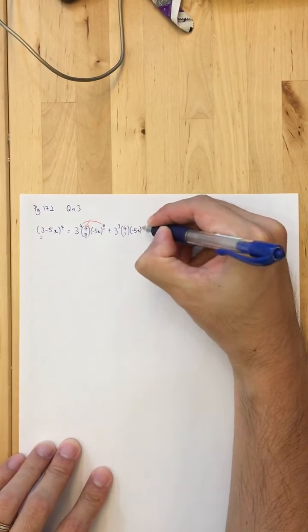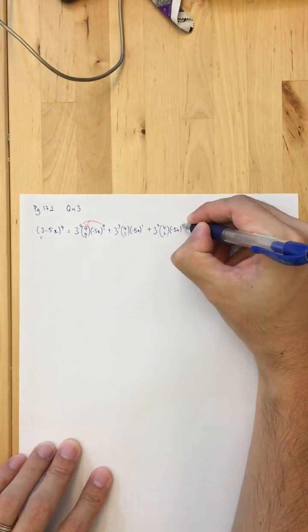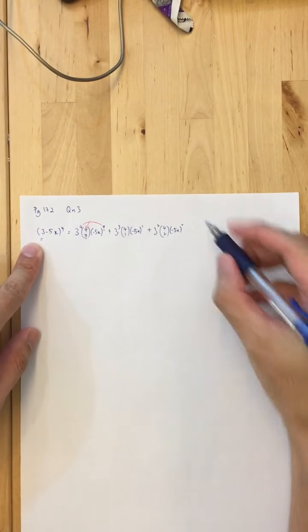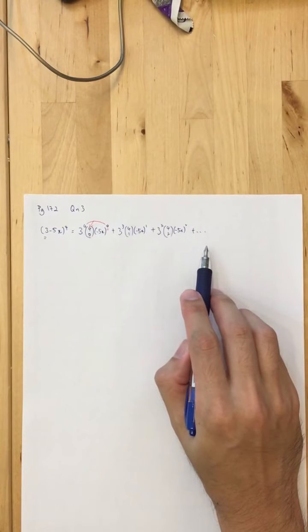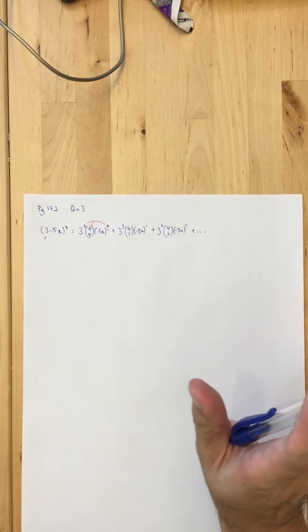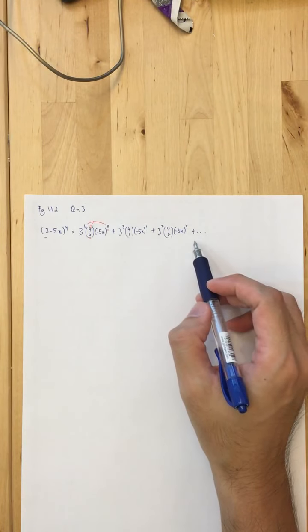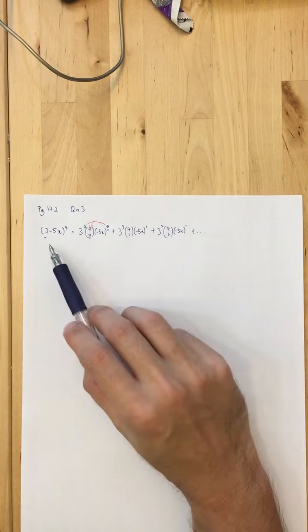Minus 5x to the power of 1. Minus 5x to the power 2. Okay, so the expansion has other terms. So you represent it using a plus dot dot dot. Clear? But anyway, you have to represent it with a plus dot dot dot because there are other terms in the expansion.